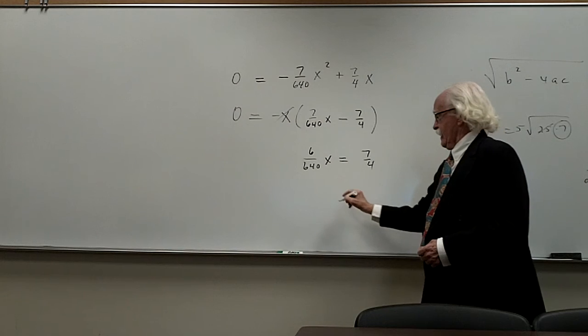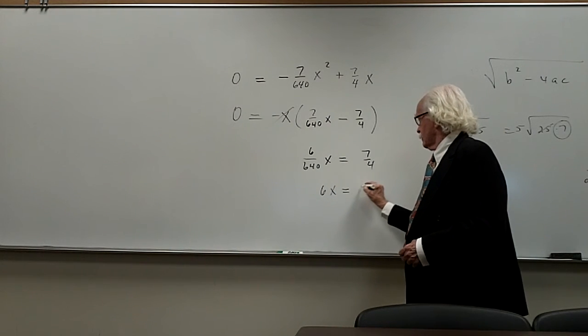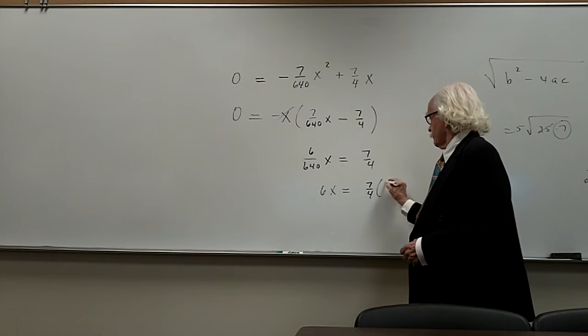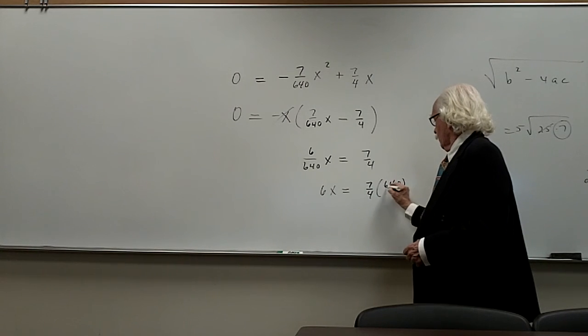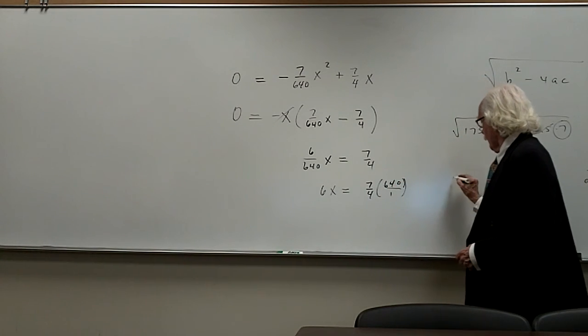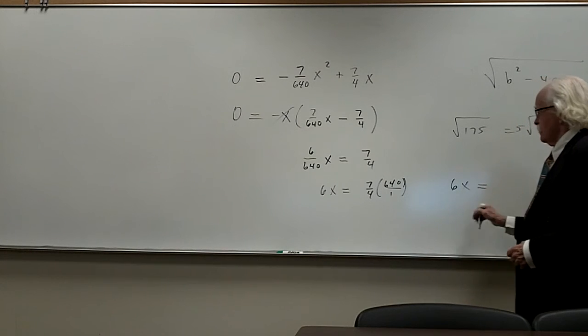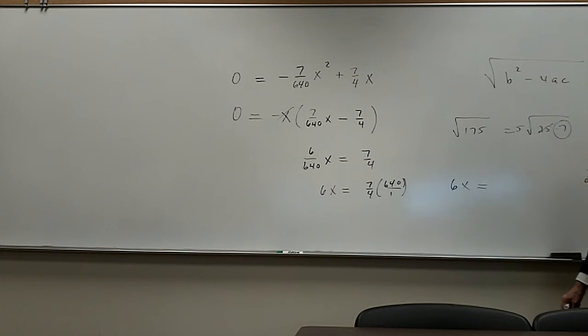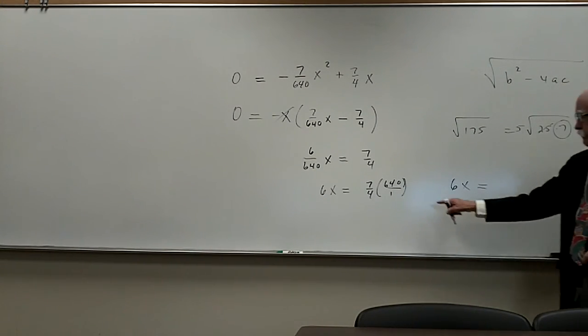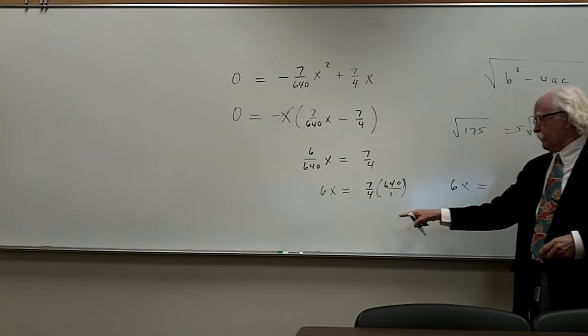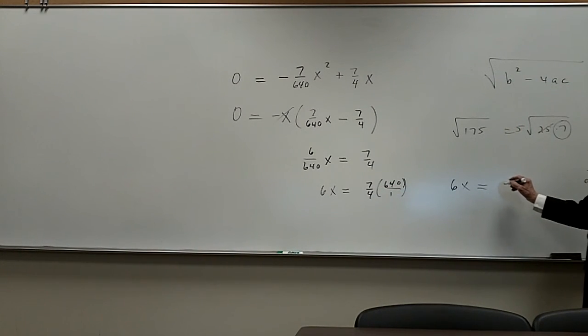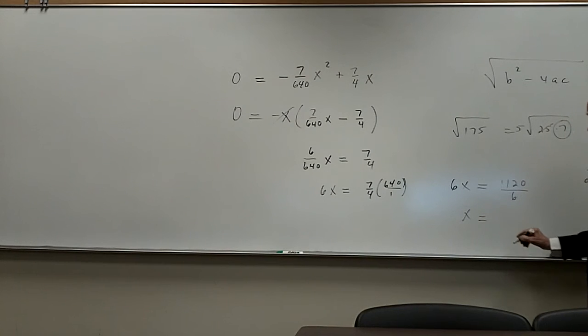Now you saw this for x. This is 6x is equal to 7/4 times 640. I don't know what that is, but somebody multiply this out for me. That becomes 6x equals, how much is that? 7 times 640 divided by 4. Quickly, would you calculate it? Somebody do that multiplication. 7 times 640 divided by 4. 1120. 1120. Divide that by 6. Why? x is equal to what?